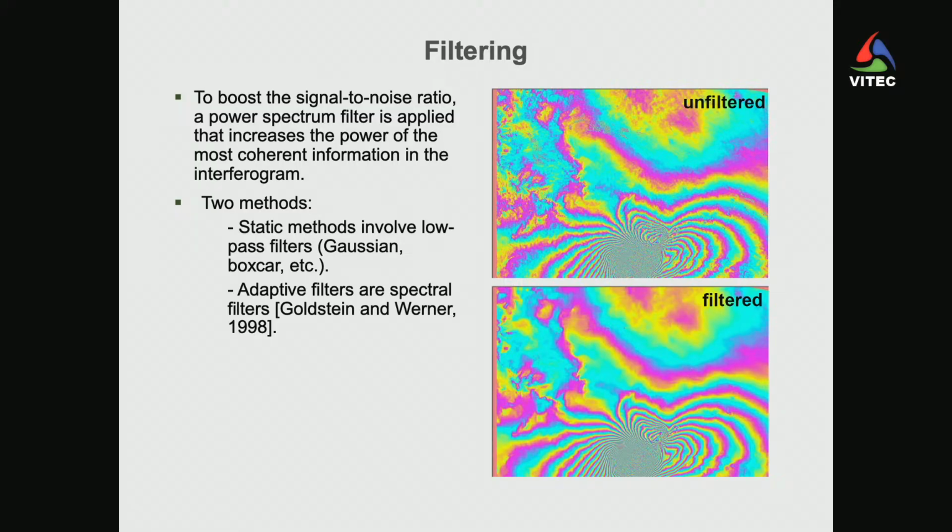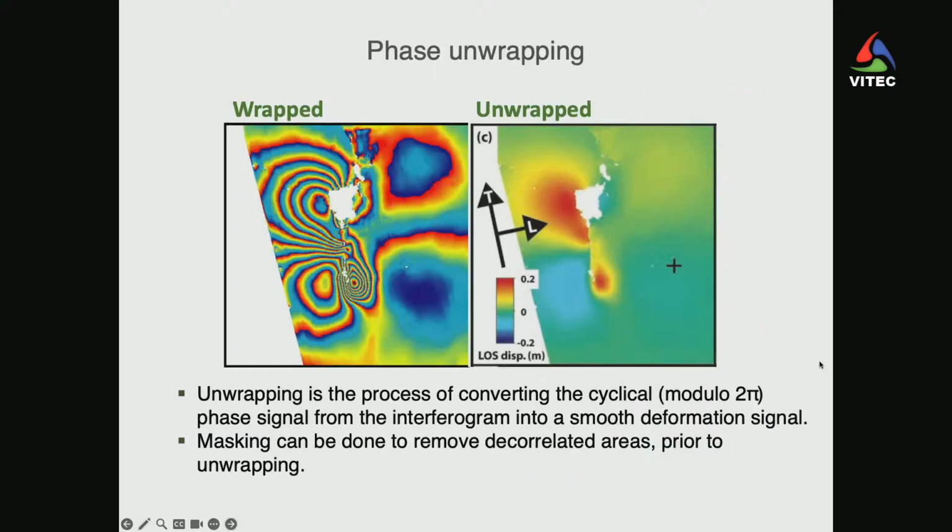A typical filter would be a box filter or a Gaussian filter, and there are some more adaptive filters. In radar, one filter called the Goldstein filter is a frequency-based method that works very well, a little better when you have dense fringes and noise, because it's better at preserving those fringe patterns. After the filtering process comes the phase unwrapping process that we mentioned earlier.